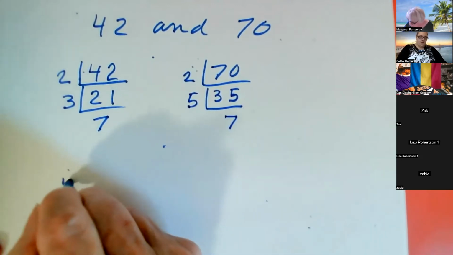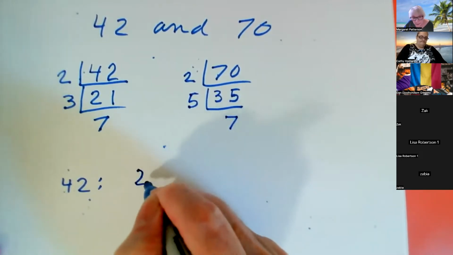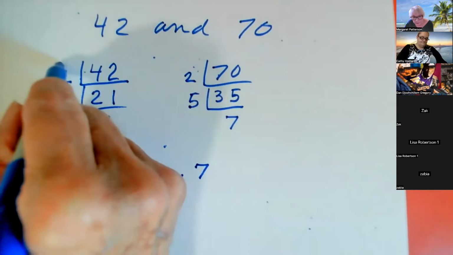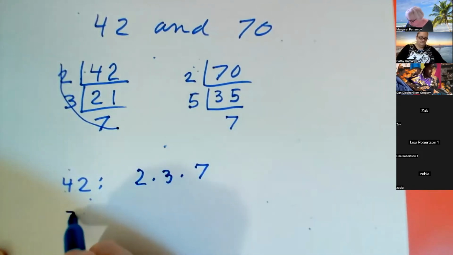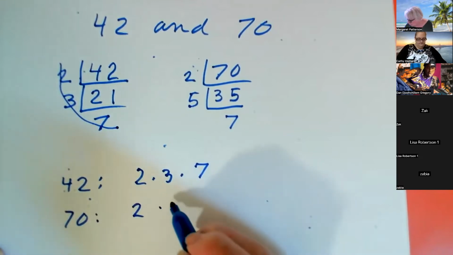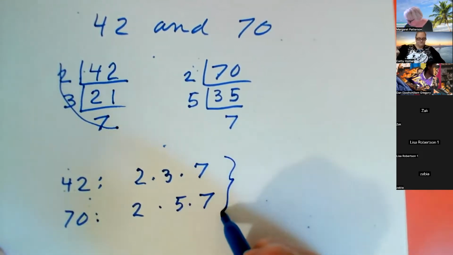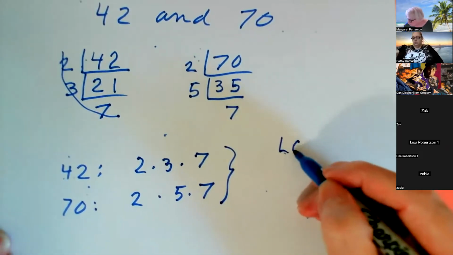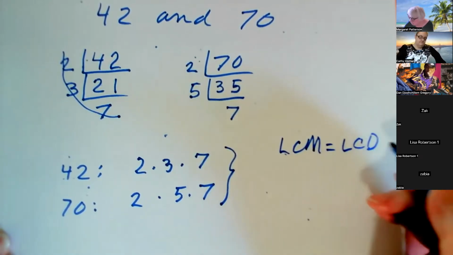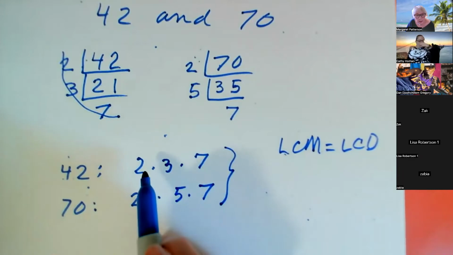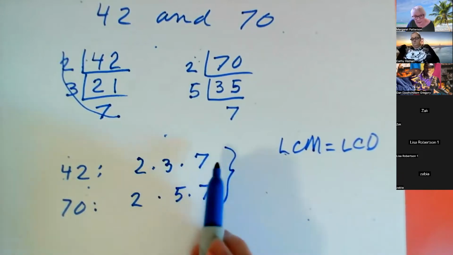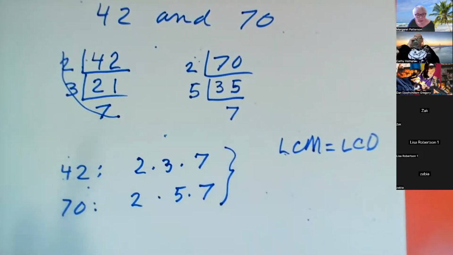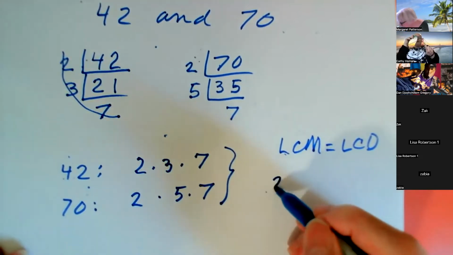So here's what 42 looks like as prime numbers: a 2, a 3, and a 7. You see it? Here's 70. That's what that looks like: a 2, a 5, and a 7. Okay, so now the question is the least common multiple, which is also going to be your lowest common denominator if we need it. We take the most 2s in any line. This one has 1, this one has 1. How many do I need? 1.